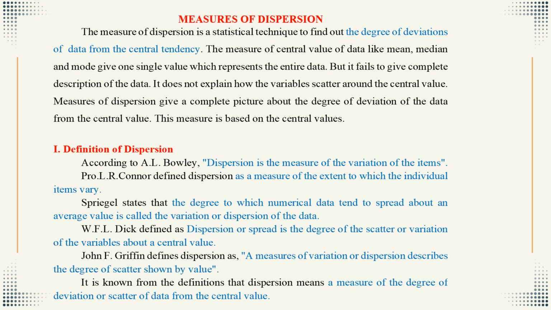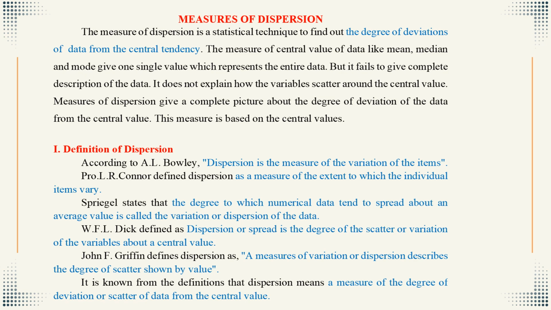Measures of dispersion. The measures of dispersion is a statistical technique to find out the degree of deviations of data from the central tendency. The measurement of a central value of a data like mean, median, and mode give one single value which represents the entire data, but it fails to give complete description of the data. It does not explain how the variables scatter around central value. Measures of dispersion give a complete picture about the degree of deviation of the data from the central value.